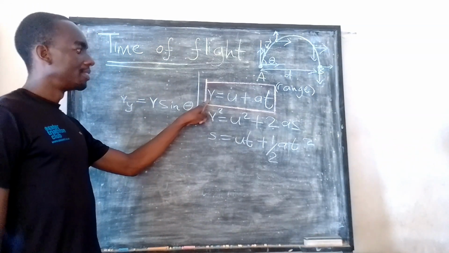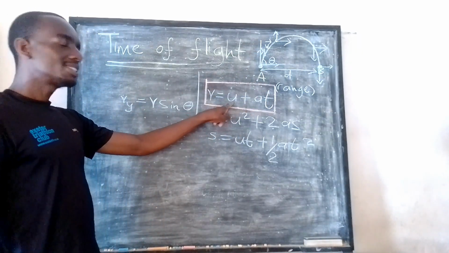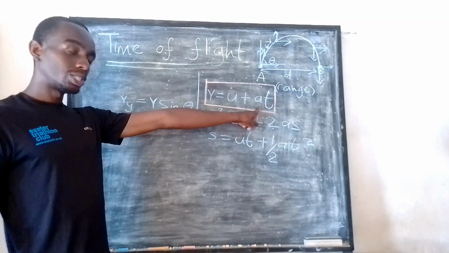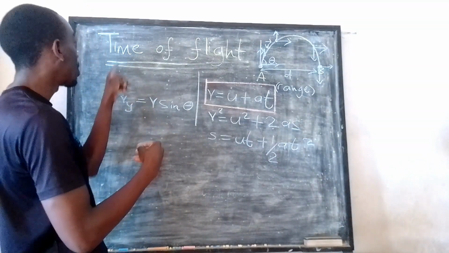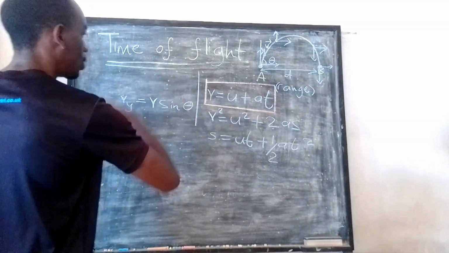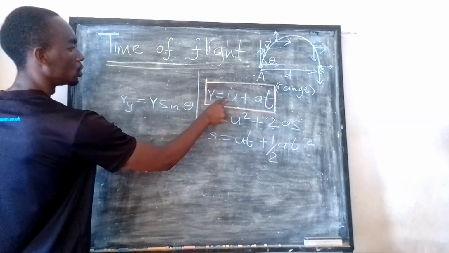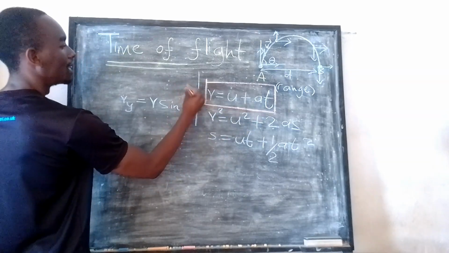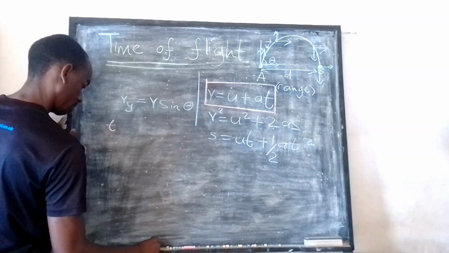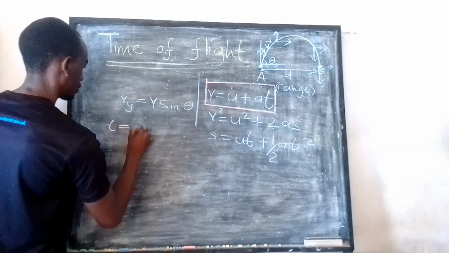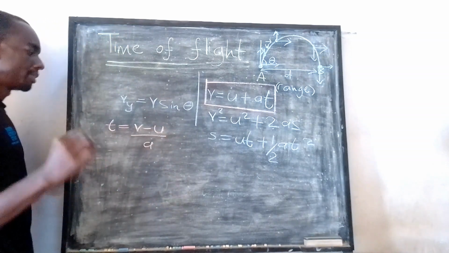What is this? This is the final velocity associated with, in this case, the vertical motion. This is the initial velocity. This is the acceleration. And this is the time. Okay, let's make time the subject of the formula, since we're looking for the time of flight. If we get u on the other side, we'll get v minus u, and if we divide by a, we would get v minus u all over a. So we'd get t is equal to v minus u all over a.